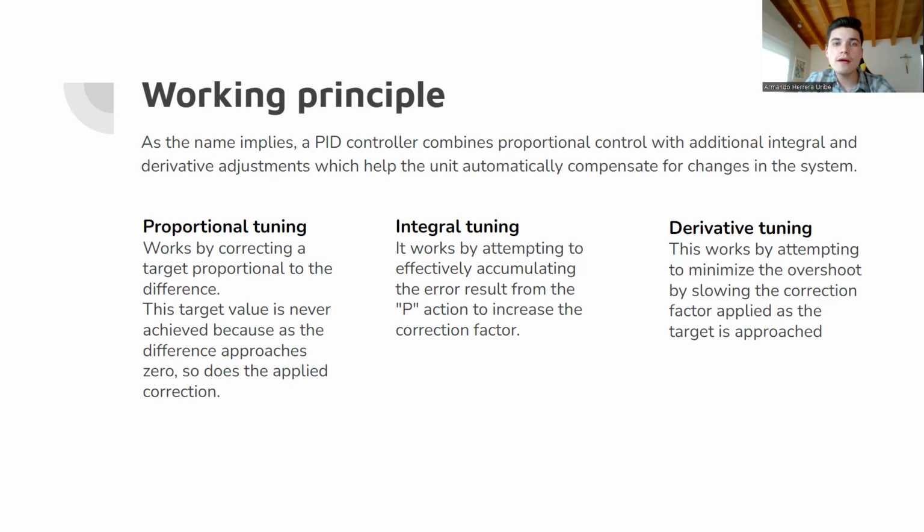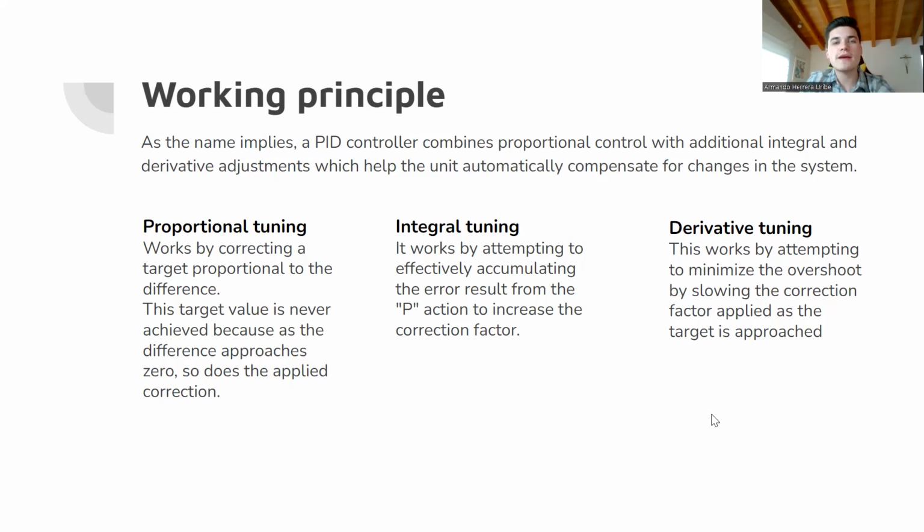The integral tuning works by attempting to accumulate the error that results from the proportional tuning part and increases the correction factor. And finally, the derivative tuning works by attempting to minimize the overshoot that will be created by the integral tuning, and the correction factor will be applied to the target to be approached.